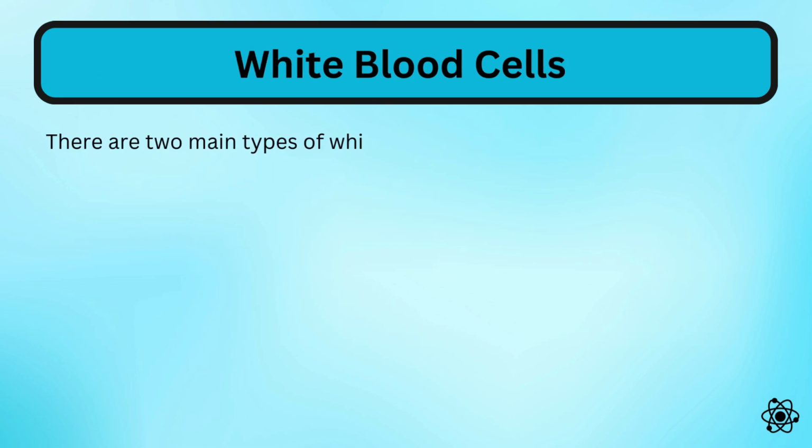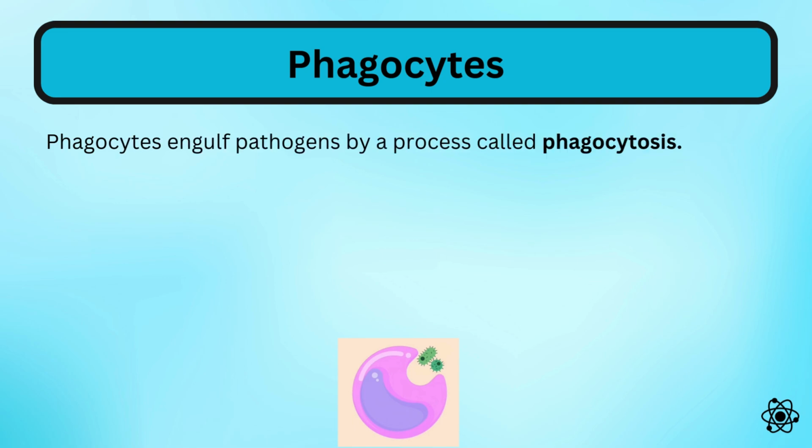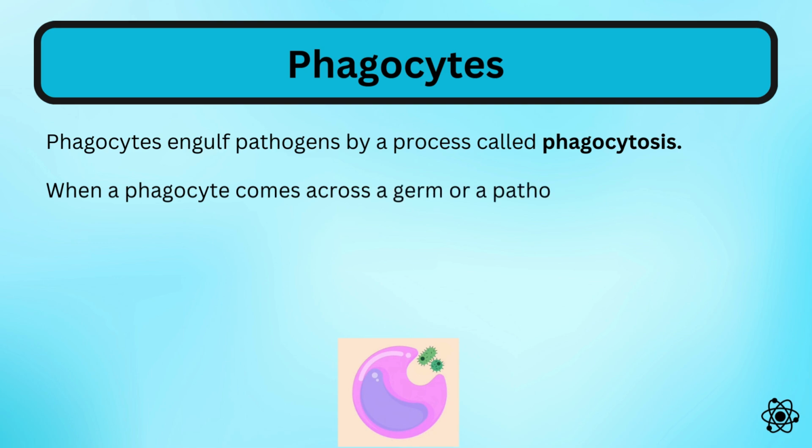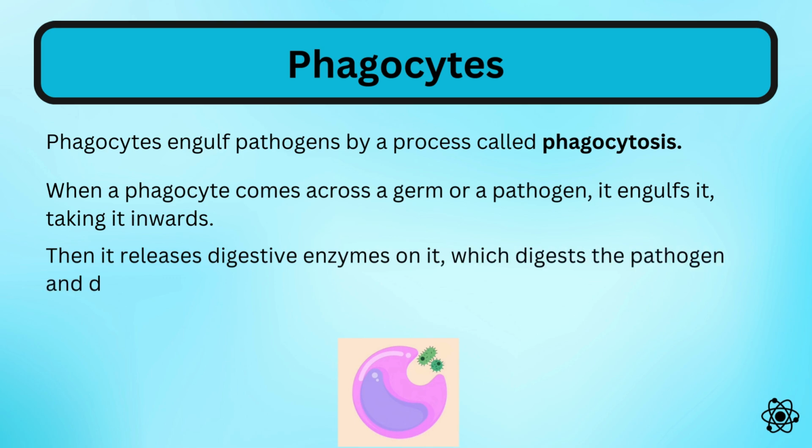There are two main types of white blood cells, phagocytes and lymphocytes. Phagocytes engulf pathogens by a process called phagocytosis. So, basically, when a phagocyte comes across a germ or a pathogen, it engulfs or surrounds it completely, taking it inwards. Then, it releases digestive enzymes on it, which digest the pathogen and destroys it.